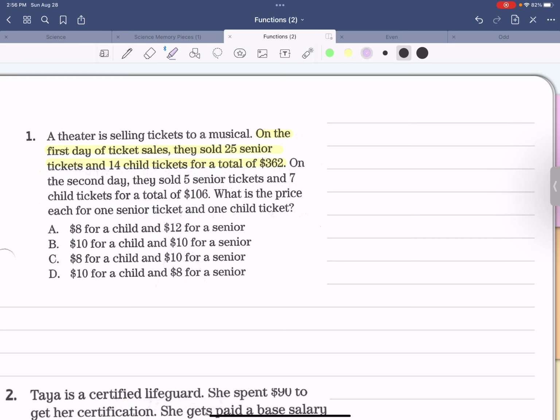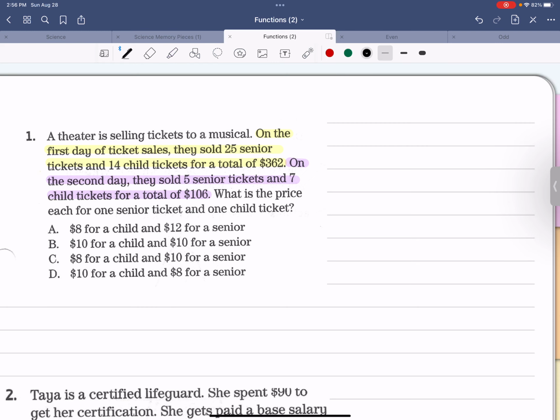On the second day, they sold 5 senior tickets and 7 child tickets for a total of $106. So I see the same variables, senior and child. That is suggesting to me that this is a system of equations. What is the price for 1 senior ticket and 1 child ticket?